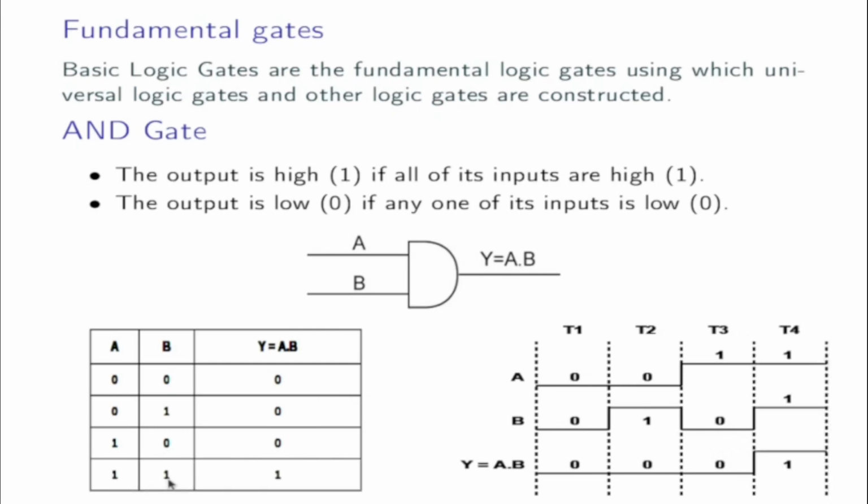When both the inputs are high, the output is high. That is for T4, A is 1, B is 1 and Y is equal to 1 also. That means the output is high when both the inputs are high, and the output is low when either of the inputs is low or both.